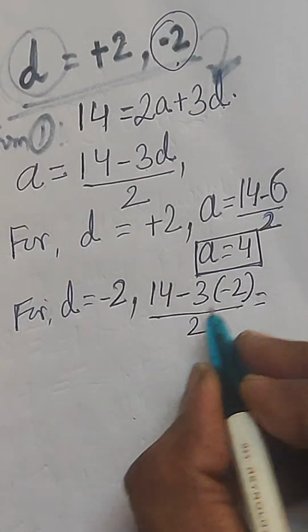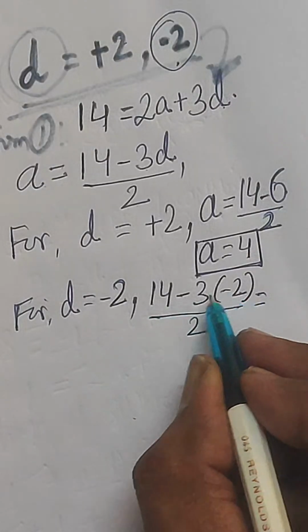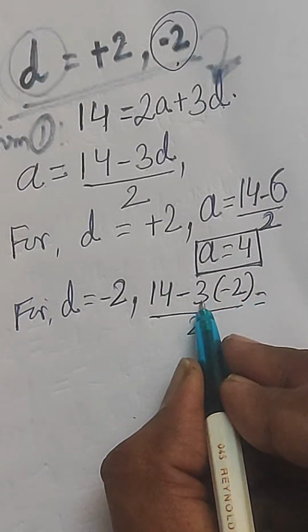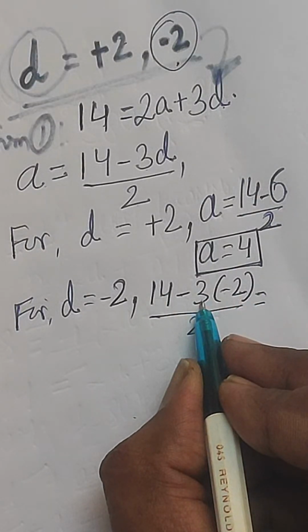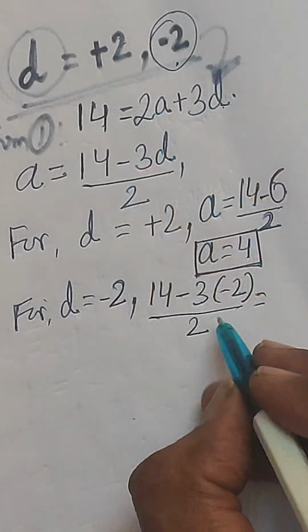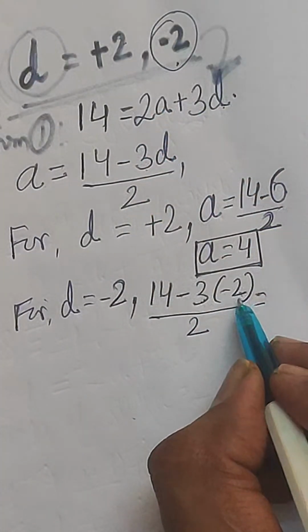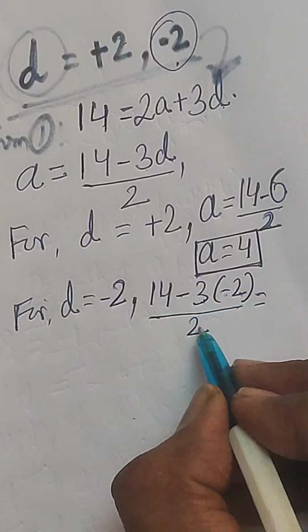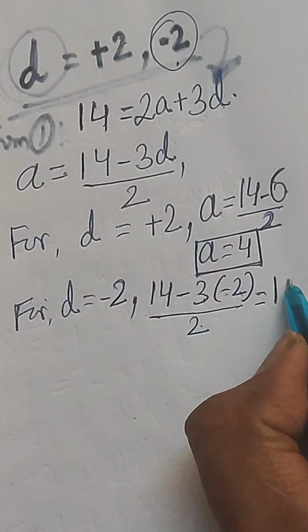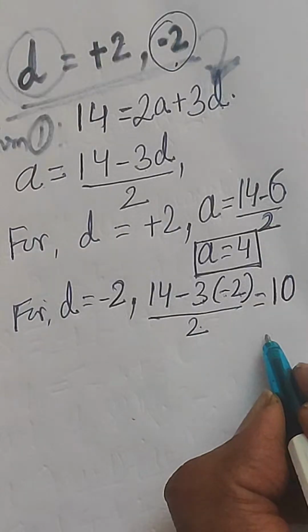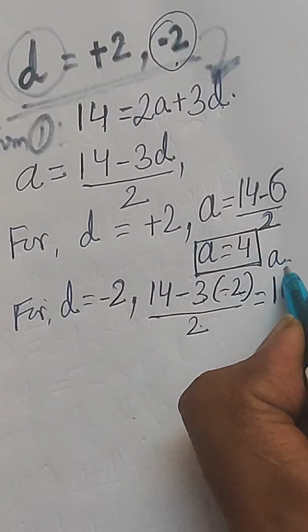So this will be giving you 3 into 2 will be 6, it will be plus 14 plus 6, that is 14 minus 3d. So 3 into d minus 2. So 6, 14 plus 6, 20, 20 by 2 is nothing but 10. So the value of a, another value of a is calculated as 10.